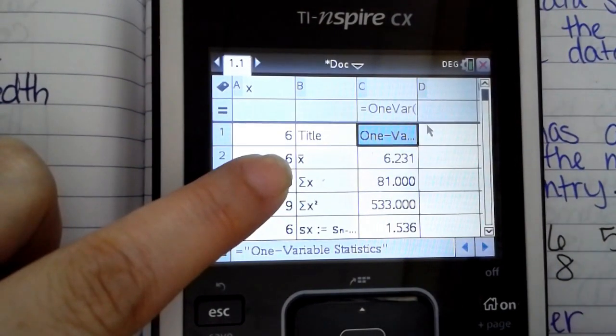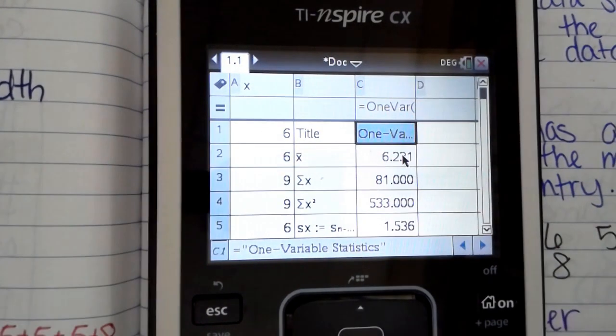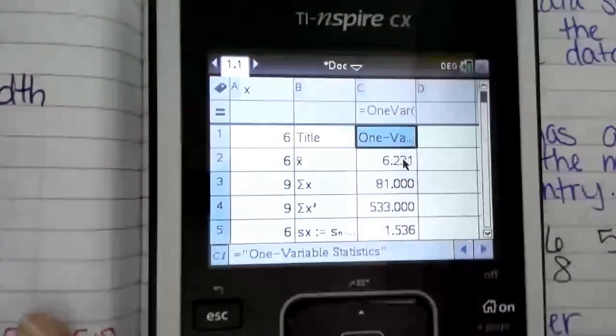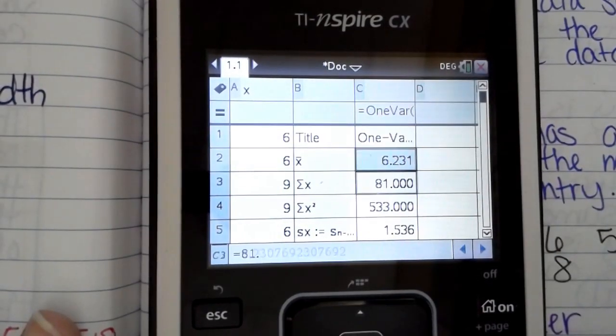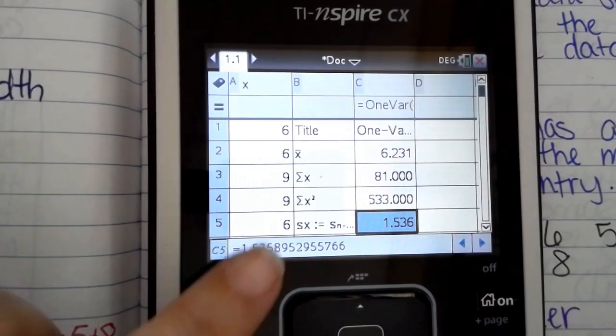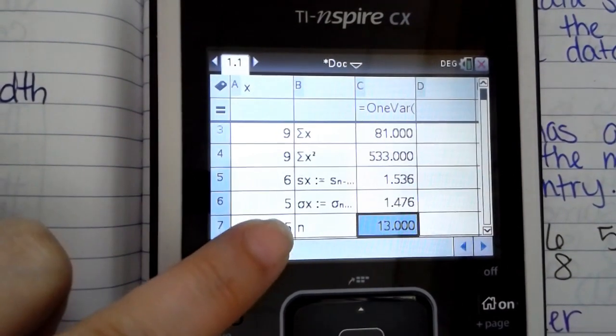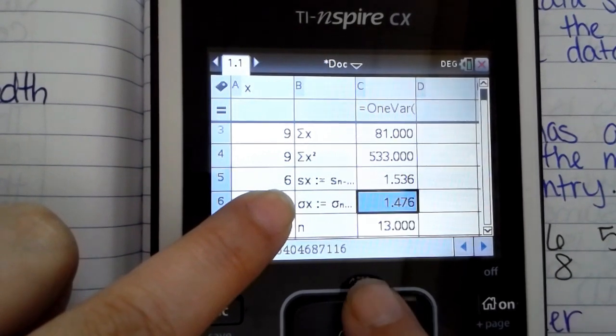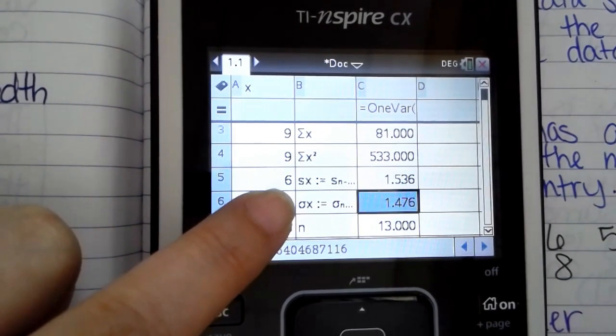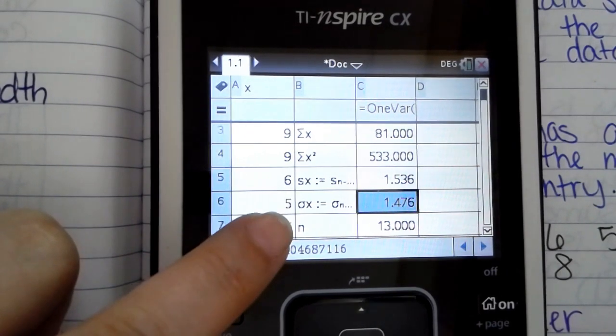X bar was 6.231, which we found the long way and with the calculator functions. You will also be using this to find standard deviation, which is Sx. The one that looks like an O with a tail on it is called population standard deviation, so we might use that, but not for this problem.